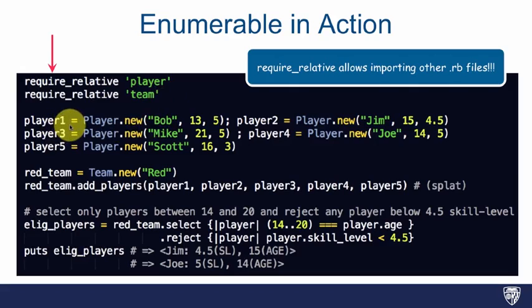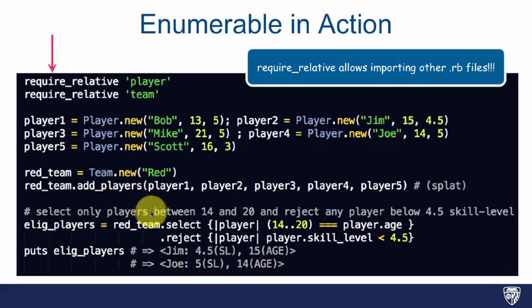And we're going to create a bunch of players. So we're going to create Bob, Mike, Scott, and so on. And then we're going to create a team, let's say a red team, and we're going to call the add_players, which, as you remember, has a splat, which basically lets you pass in all those players. So now you have a red team with a whole bunch of players.